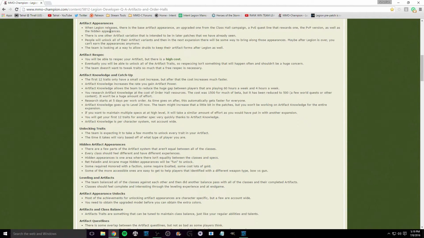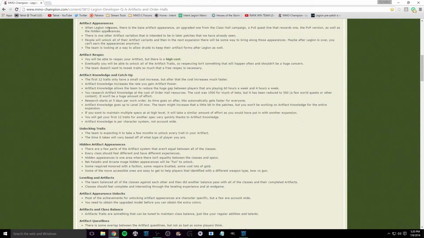So when Legion releases, there's going to be a base artifact, an upgraded one from the class order hall campaign, a PvE questline rewards one, and a PvP version, as well as the hidden appearances. Now, the hidden appearances are special quest things that you can do. Each spec will have a specific way of unlocking an extra appearance. Now, this appearance is, again, hidden, so you don't actually see it from the very beginning.